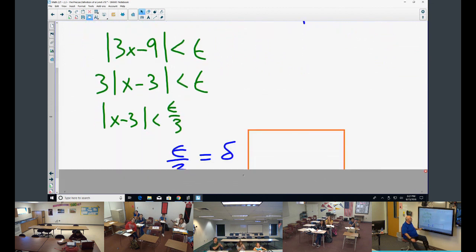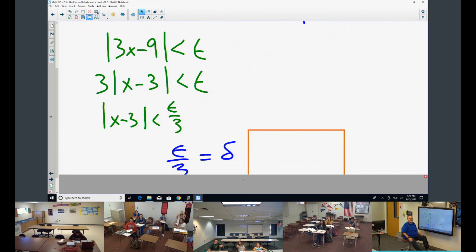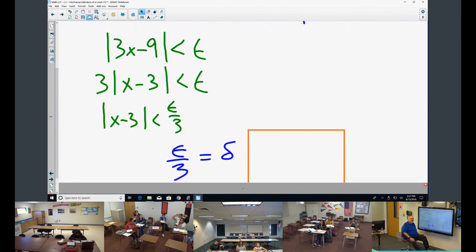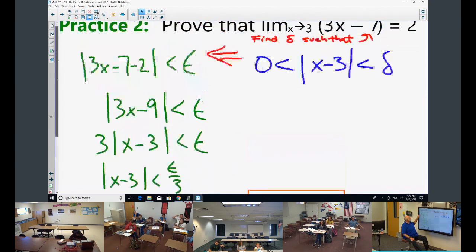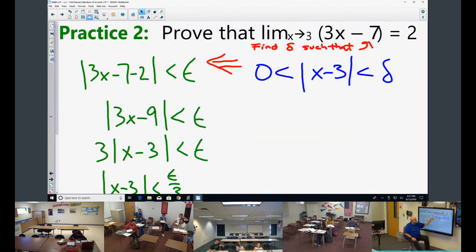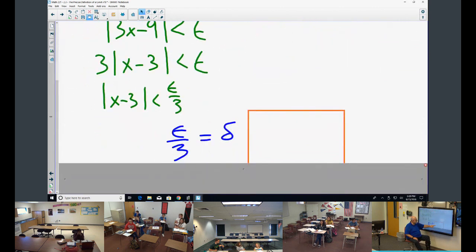Well, I really like the oh look part. That's great. That's perfect. Okay, excellent. All right. Any questions on that? So you might have a question that says find delta such that this happens. So in this case, having delta be epsilon divided by 3 is okay. It's not always going to be a number like we've had, like delta is 1 or whatever.